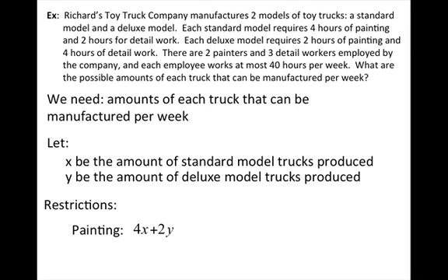Now I only have 2 painters, and they're going to work at most 40 hours per week. So the number of hours spent on painting, the 4X plus 2Y, has to be less than or equal to 2 times 40, the 2 workers times the 40 hours they're going to work. The reason I used less than or equal to is that it says they work at most 40 hours, which means they could work less than 40 hours that week. They just cannot work over 40 hours. If I multiply that, it gives me 4x plus 2y is less than or equal to 80.